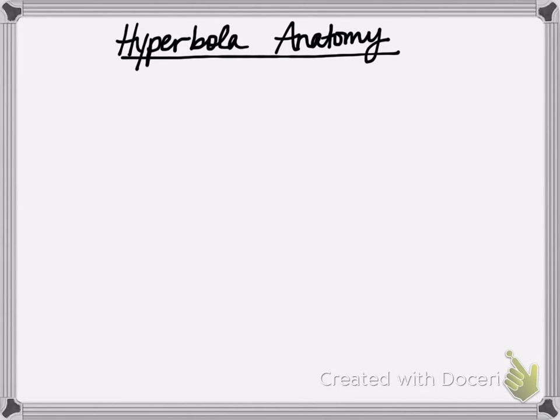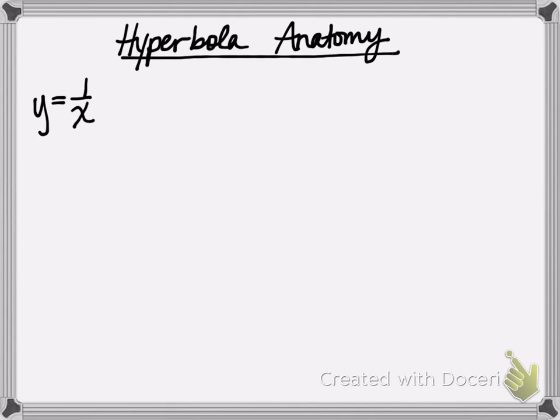The next curve that we're going to study is the hyperbola. It's another one of the conic sections, or slices of a cone. But it turns out you've actually already studied and graphed a hyperbola. We just didn't refer to it as a hyperbola.